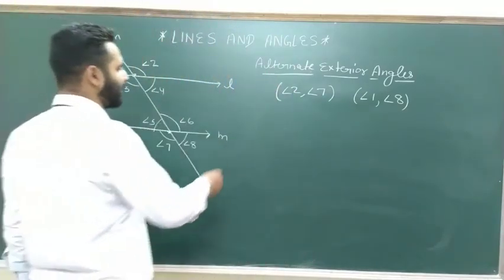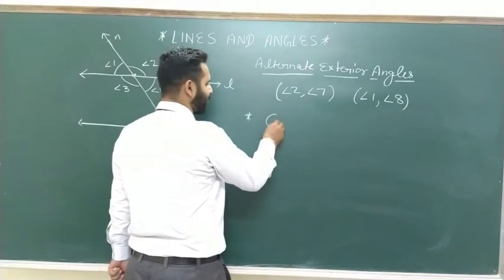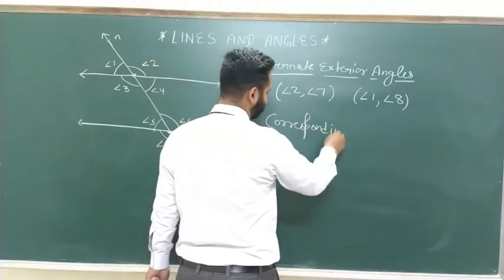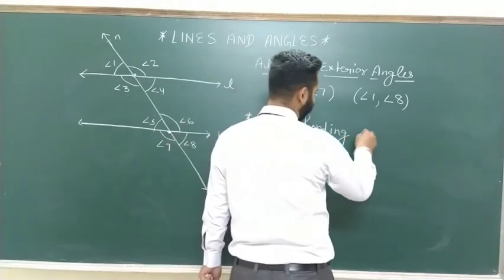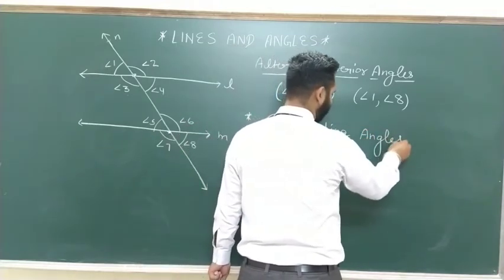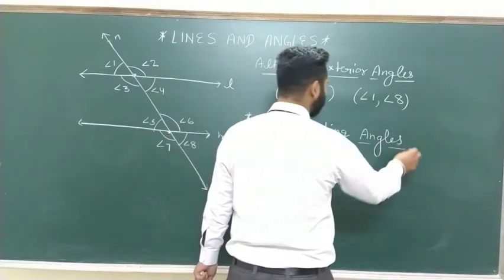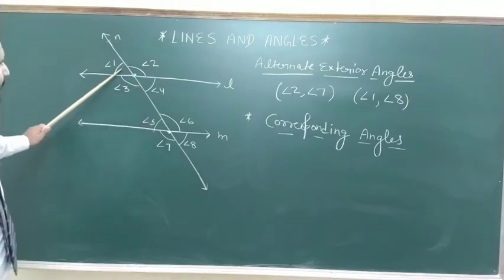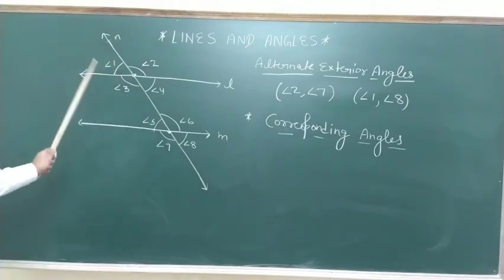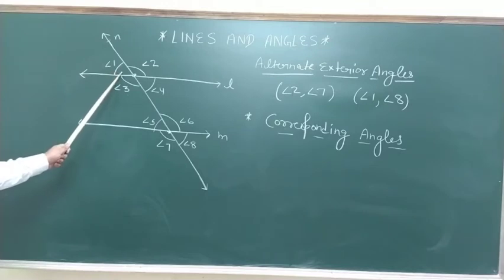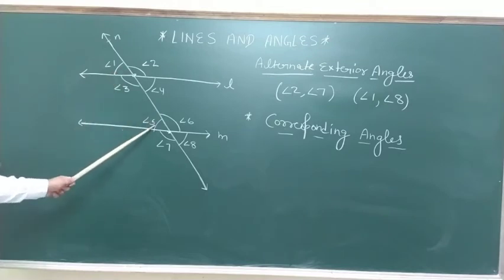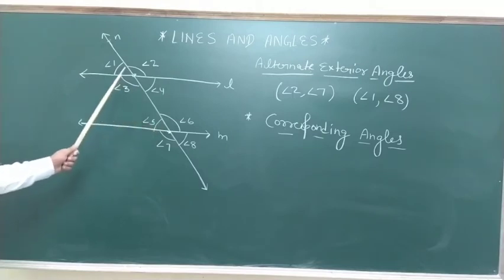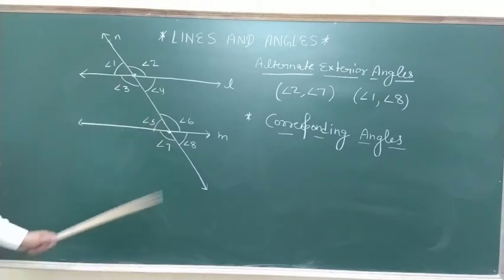Now after this we are going to discuss corresponding angles. Corresponding angles means a similar kind of position. Like here we have angle 1, which is on the left hand side of the transversal and above the first parallel line. Similar to it we have angle 5, which is also on the left hand side and above the parallel line. So angle 1 and angle 5 are corresponding.